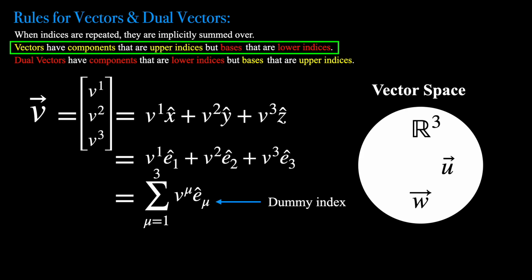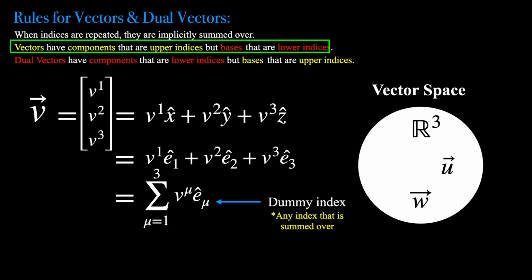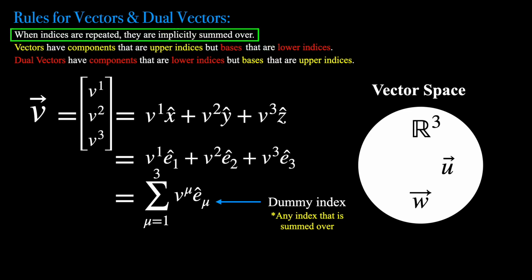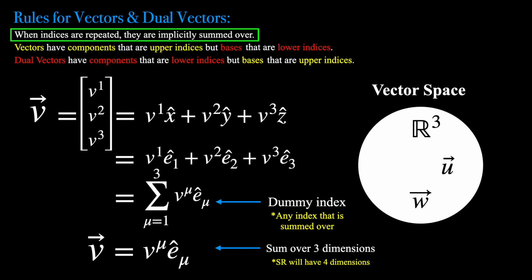And in general, when using Einstein notation, any index that is summed over will be called a dummy index. If we now apply the first rule, we don't even need to include this summation symbol. Anytime we see an index that is repeated, it will just mean that it is summed over. And in this case, it is summed over 3 dimensions. But in other cases, like in special relativity, it will be summed over 4 dimensions, with time being one of them. In general, though, it will be clear based on the context how many dimensions you are summing over.